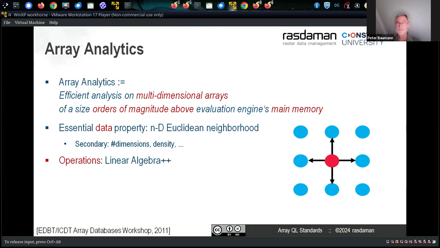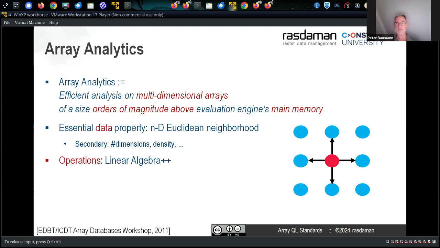What is special? Well, the essential data property is this Euclidean neighborhood, or in plain words, the red point has one neighbor and exactly one neighbor in every direction. So up and down, one neighbor. Left and right, one neighbor. Back and front, one neighbor. Of course, except at the border of the array, at the border of the cube, where suddenly you don't have a neighbor any longer. But the inner nodes have this well-defined neighborhood property. And then we can define secondary criteria, the number of dimensions, and the density, so do we have sparse or dense data. That is actually a minor thing then.